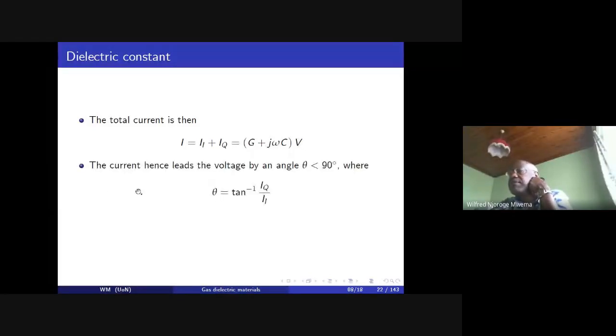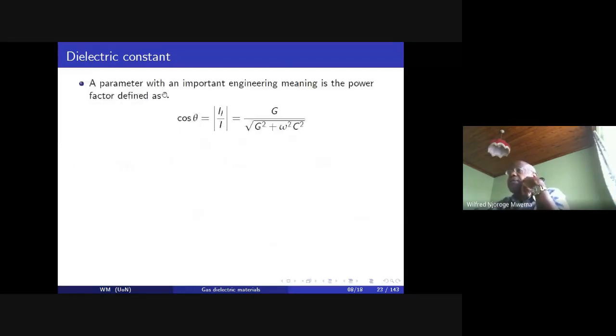So the current will therefore lead the voltage by an angle theta that is less than 90 degrees, as it would be over a pure capacitor, that is, a lossless capacitor. And theta will be given as the arctangent of the quadrature phase current component divided by the in-phase current component. The parameter of importance in engineering is what we call the power factor, usually defined as the cosine of theta, given as the in-phase current divided by the total current. This is just the conductance over the total admittance.